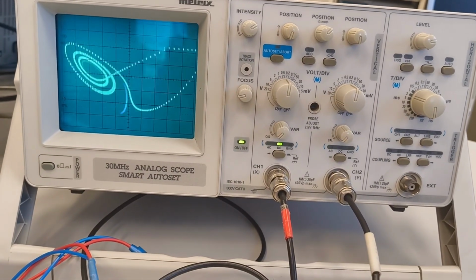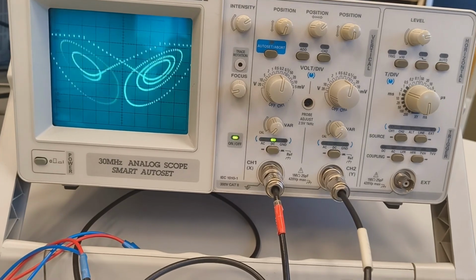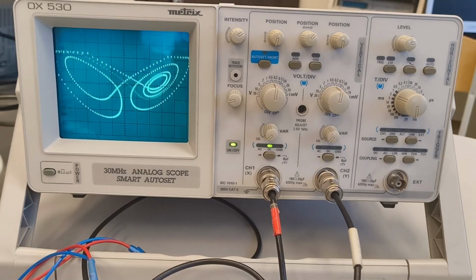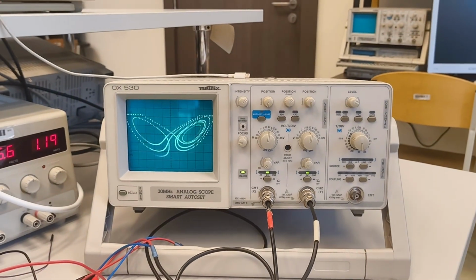So now think about what just happened here. Three simple equations with just fixed numbers, no randomness at all, and they produce a pattern that never repeats, and that is deterministic chaos. This is known as chaos theory, and we have observed everything on the oscilloscope itself.